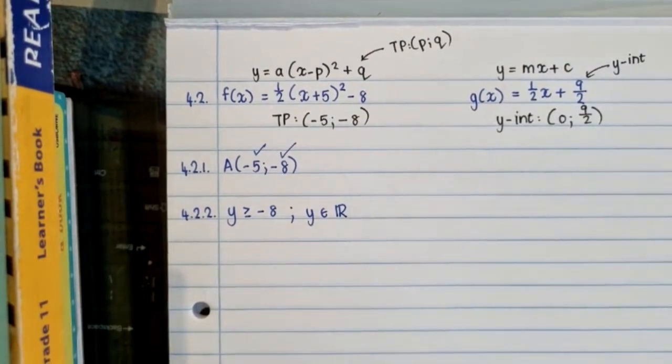Okay, 4.2.3. Let me just check. That was 1 mark. All right, so it would just be 1 mark for that answer.